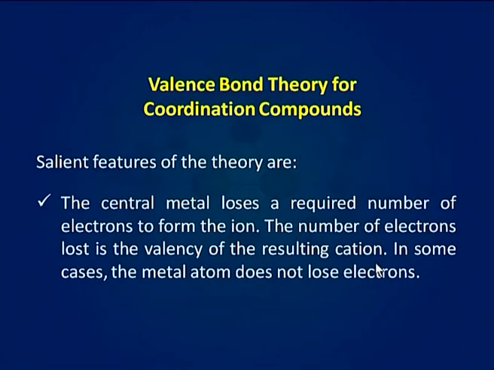Now we will discuss the salient features of the theory. These are: the central metal loses a required number of electrons to form the ion. The number of electrons lost is the valency of the resulting cation. In some cases, the metal atom does not lose electrons.